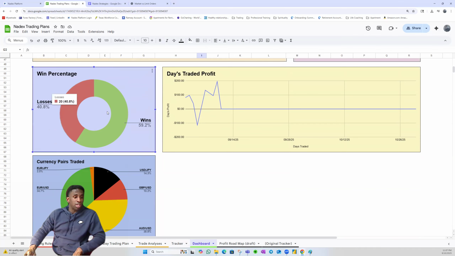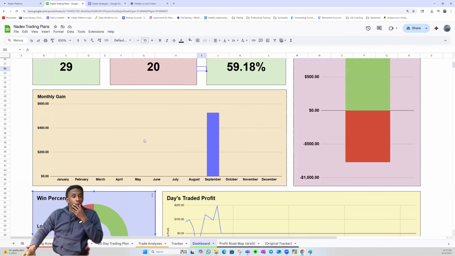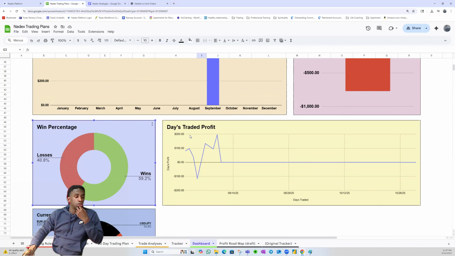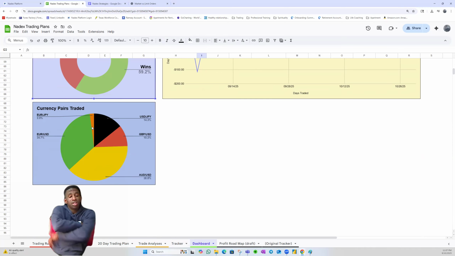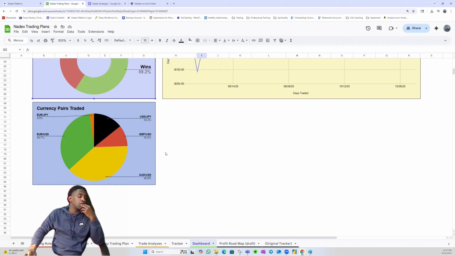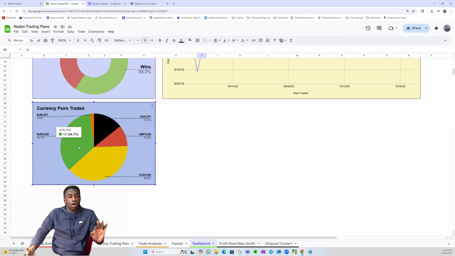So I have amount of wins and losses, right? That's where I'm at here. That's why it says 59.2, just round it up. And then I noticed that I was doing better. I usually trade Euro USD, AUD USD, GBP JPY, USD JPY. I noticed that I was focusing on too many charts. And so when I looked at my trades, I noticed that most of my money and my wins was coming from Euro USD and AUD USD. So I started focusing on those.